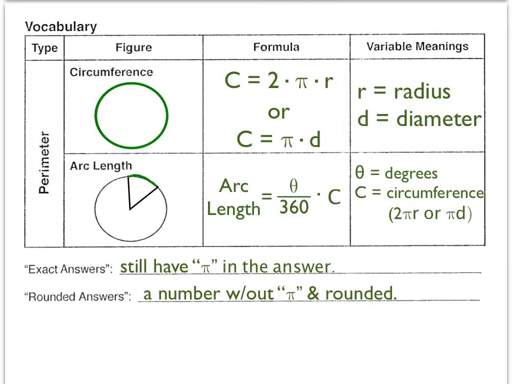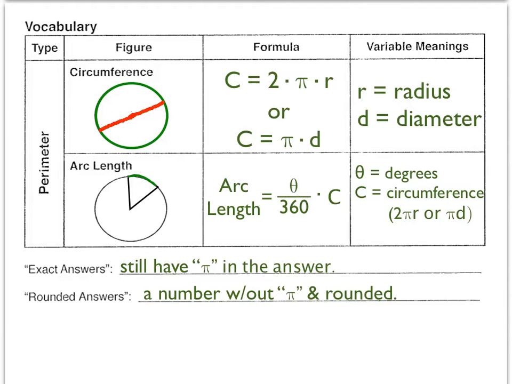2 times pi times the radius. Again, the radius is the distance from the center to the edge. So 2 pi times the radius, or just pi times the diameter, because diameter is 2 times the radius.